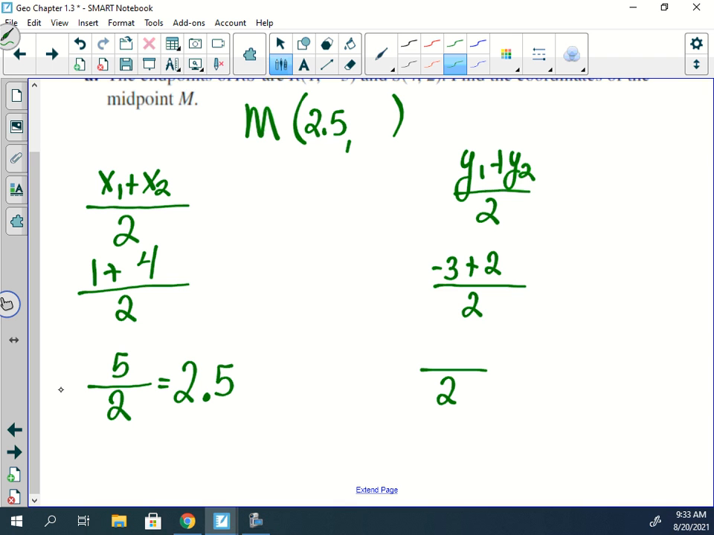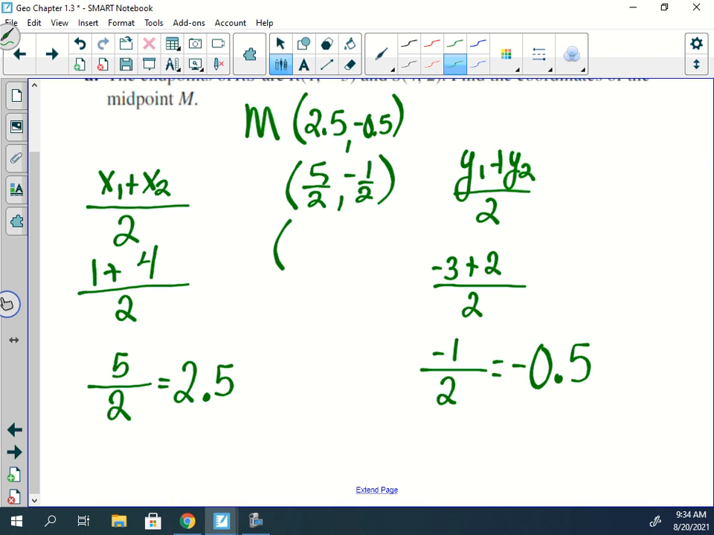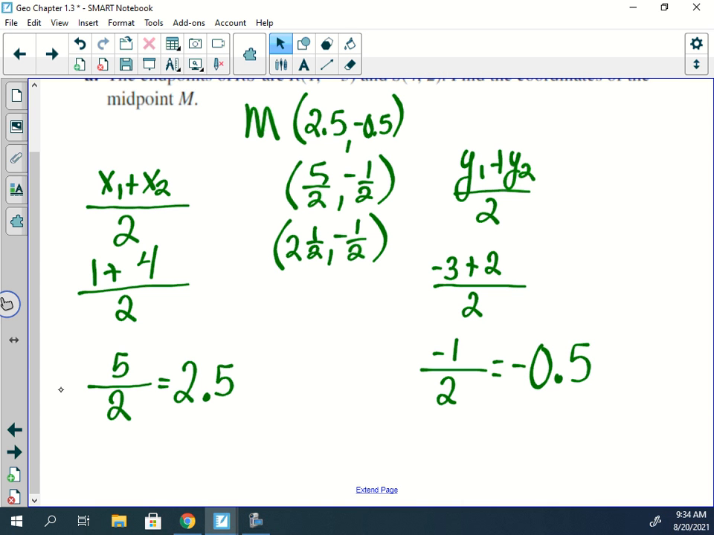Now let's find the y value. Well, -3 plus 2 is? And -1 divided by 2 is -0.5. Now we could rewrite this and say it is 5/2 comma -1/2. We could say that it's 2 and 1/2 comma -1/2. Any one of these three is the correct answer. It's just written in a different form.